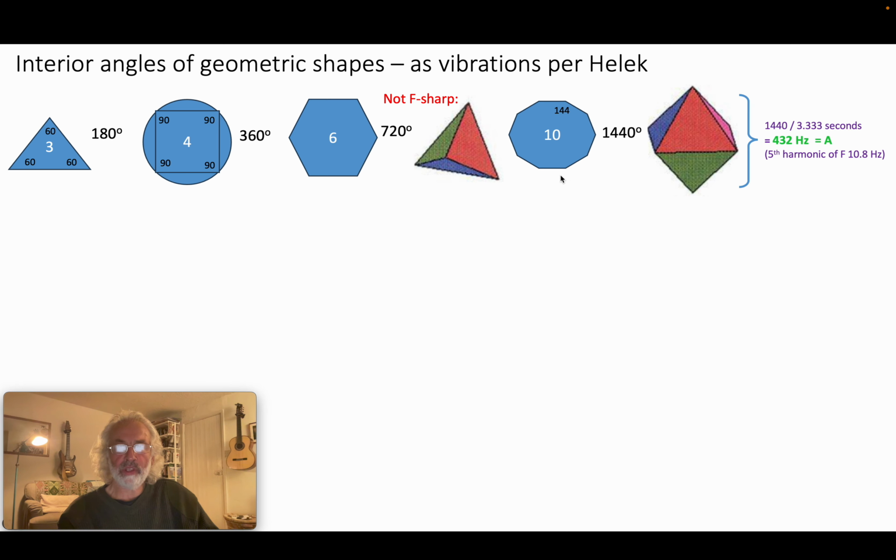So if we do that mathematics, if we convert any of these numbers, divide by 3.333, you're going to get an octave of A at 432 hertz. So not an F sharp, but an A.